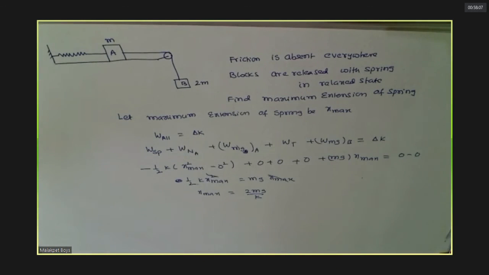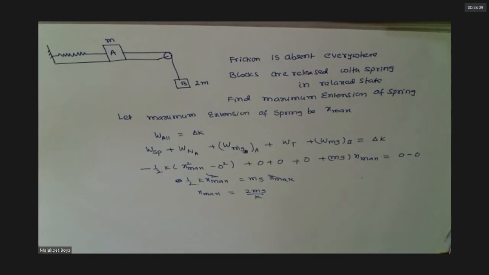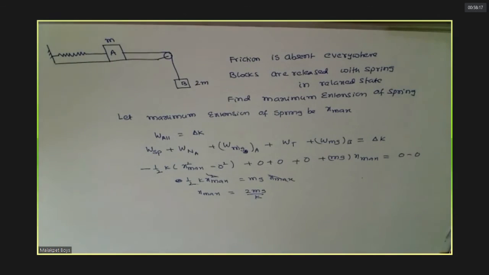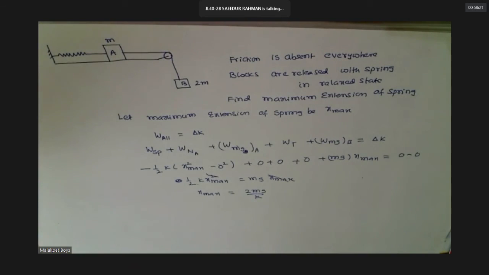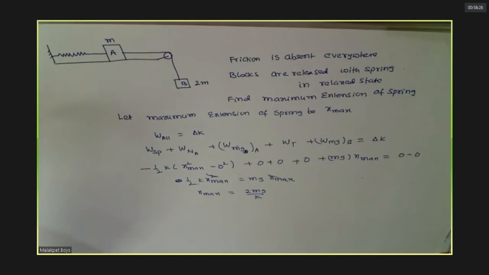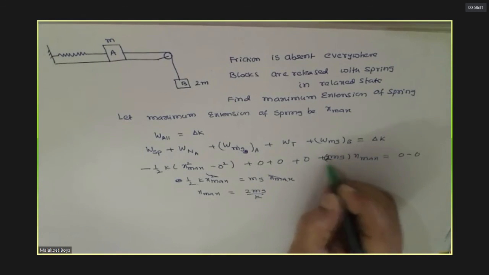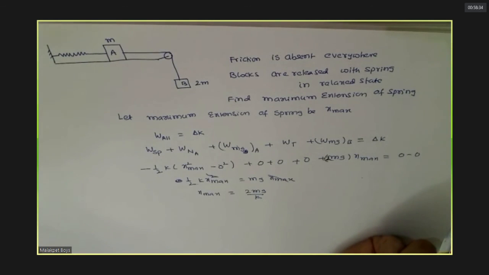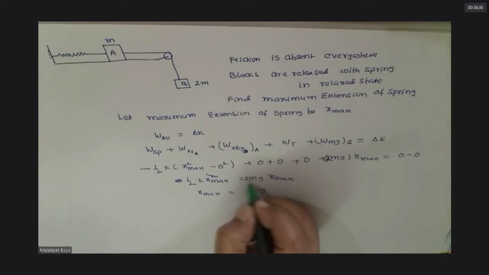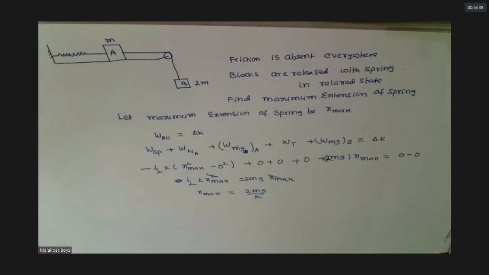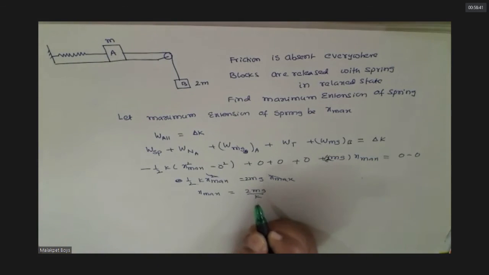Any doubt is there? No, sir. No doubt, sir. The mass of B is 2m, no sir. You wrote only mg there. Where? Mass of B, sir. Yes, sir, there. 4 mg.